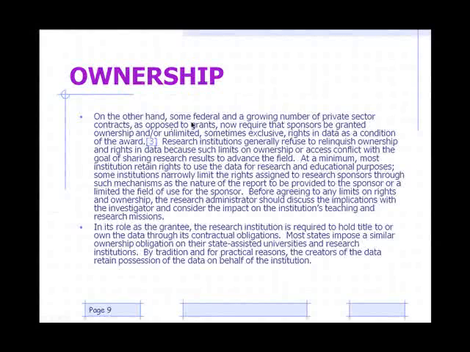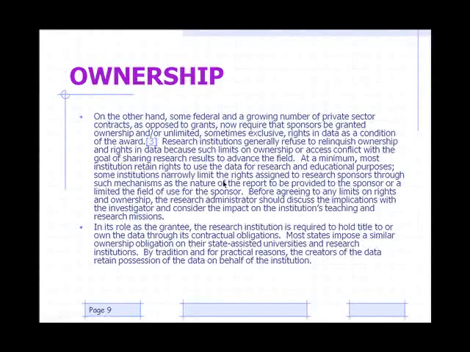On the other hand, some federal and a growing number of private sector contracts, as opposed to grants, now require that sponsors be granted ownership and/or unlimited, sometimes exclusive rights in data as a condition of the award. Research institutions generally refuse to relinquish ownership and rights in data because such limits on ownership or access conflict with the goal of sharing research results to advance the field. At a minimum, most institutions retain rights to use the data for research and education purposes.